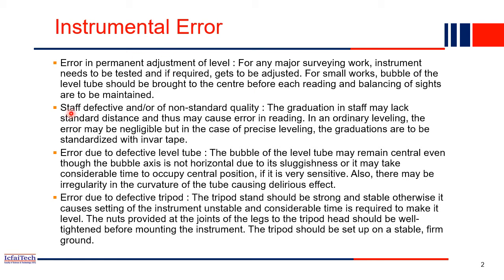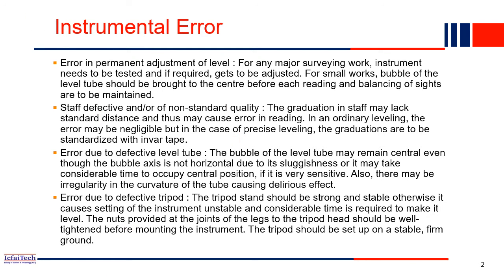Now the next type of error which will be introduced is the defective staff. Whatever we have seen, we are using a level instrument and also the staff. In the staff, the graduated readings are there, and through the level instrument we check the line of sight point, and accordingly we take the measurement. There is a possibility that the staff we are using may also be defective, and in that case error will be introduced.